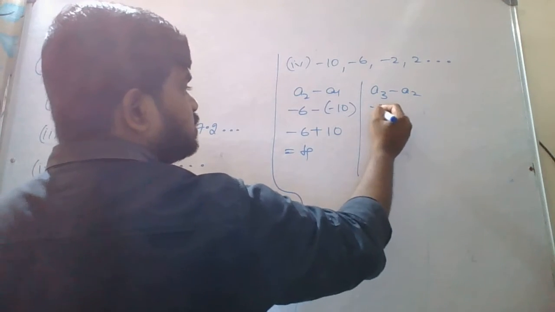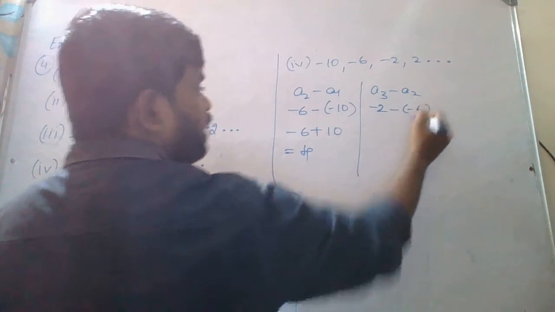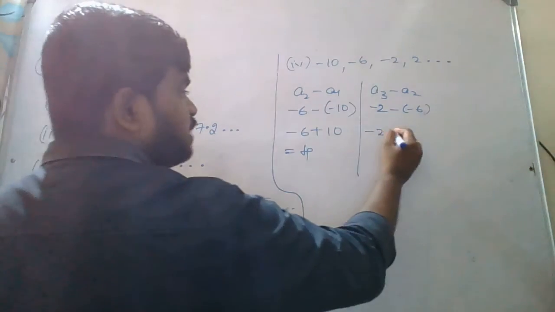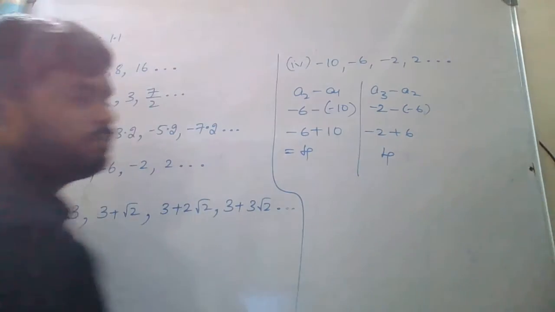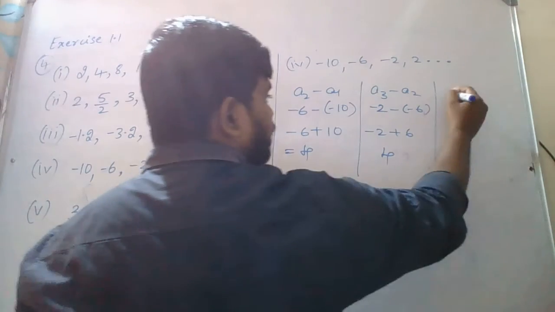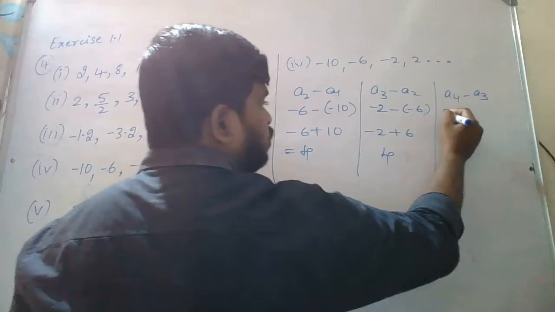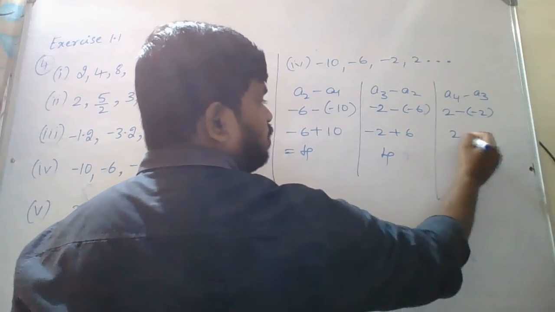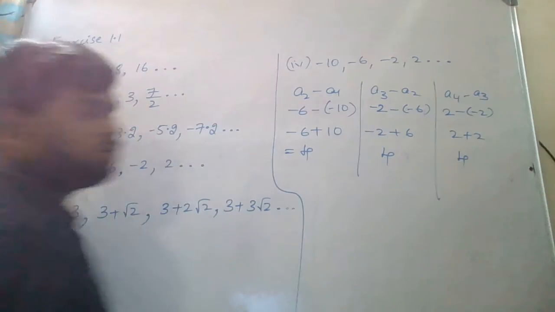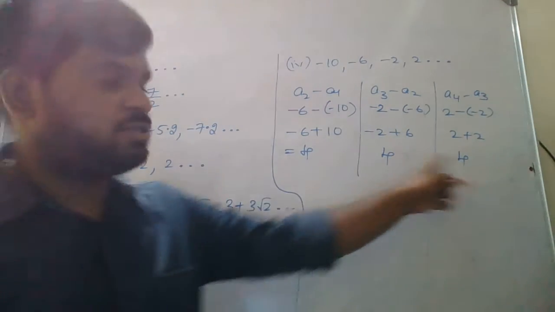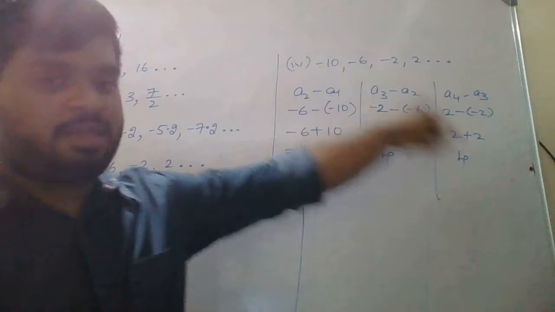Similarly, let's do A3 minus A2. That is minus 2 minus of minus 6, so it becomes minus 2 plus 6, again 4. Similarly, A4 minus A3: 2 minus of minus 2, so it becomes 2 plus 2, again 4. So you are getting a common difference. Therefore, this is an AP.